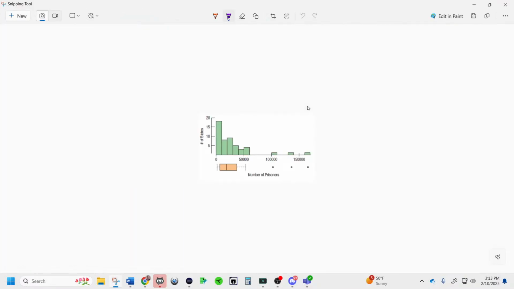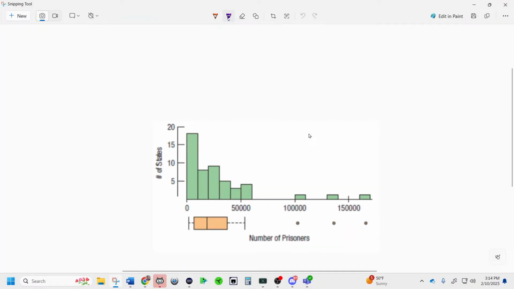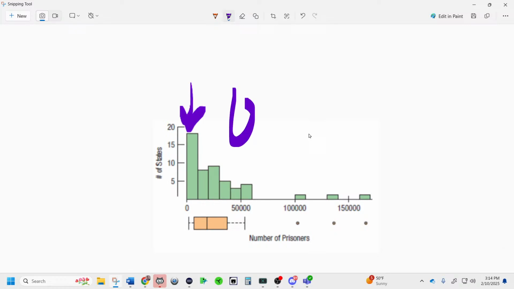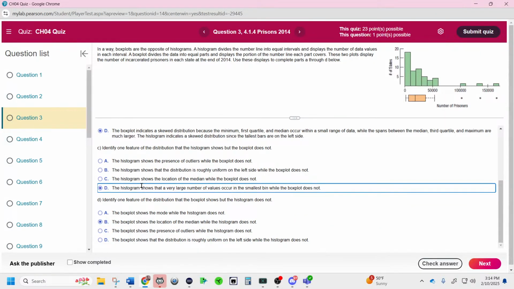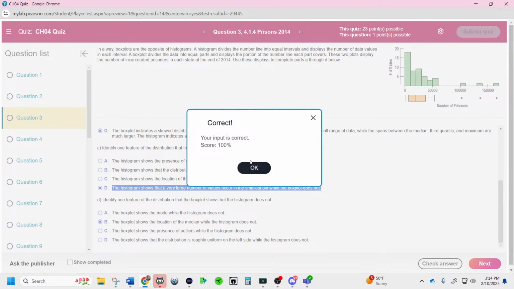So only the histogram could show you something related to the bin right now. Box plots do not have bins. So the idea of talking about the bin would only be a histogram related idea, that the data is contained within this bin. And the box plot does show us the median, which is right there. We should get 100, and we've done it.